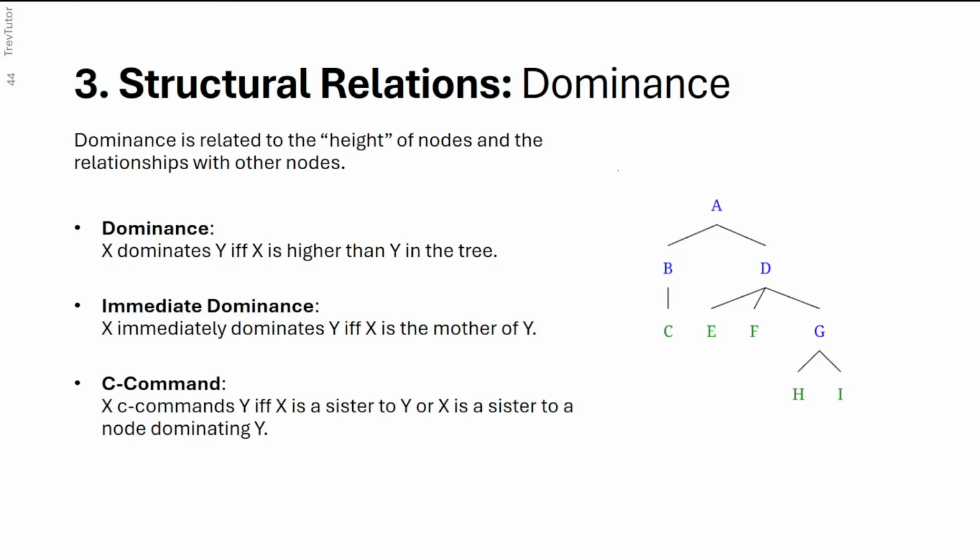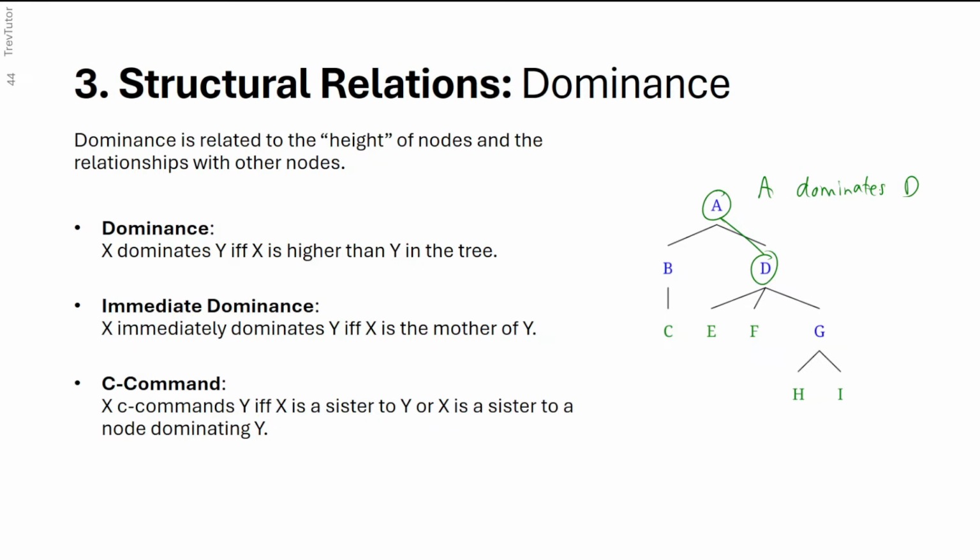Now, we have some relations between these. So we have some relations depending on height. So dominance is one. And I've given some more formal descriptions for these. But dominance is basically talking about a node being higher than another node. So A is higher in the tree than D. In other words, D is one of its children or grandchildren or great-grandchildren. Therefore, we can say that A dominates D.